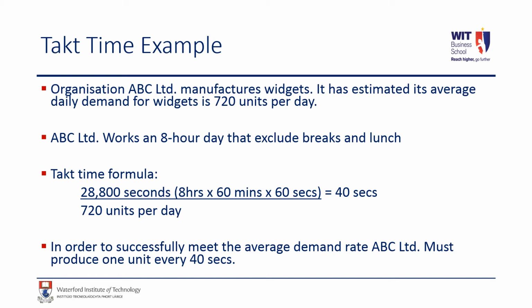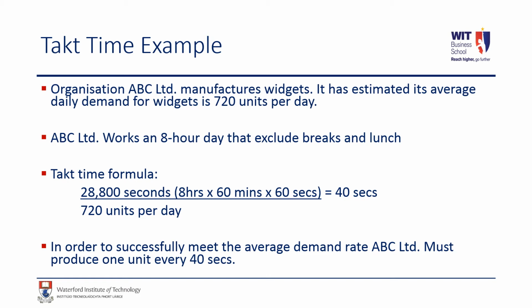They work an 8-hour day, and that excludes breaks and lunch. So they've got 8 hours of available working time each day. And if we work that out using the formula that we've looked at, above the line you've got your available working time per day, which is going to be 8 hours by 60 minutes by 60 seconds, giving us 28,800 seconds. So that's the figure that goes above the line.